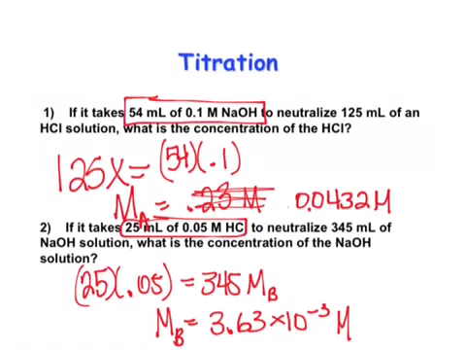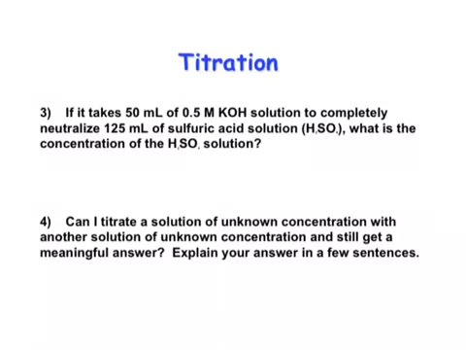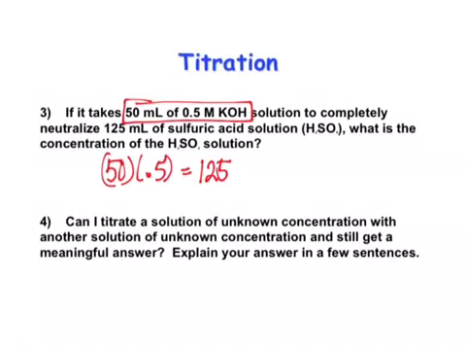Questions? All right, we're going to do one more. And somebody asked me, is this really how easy this is? Yes. It's not going to get harder than that. 50 milliliters of a 0.5. So 50 of a 0.5. And we add it to 125 mils of my acid. And I want to know what is the concentration of my acid. 0.2? 0.2 molarity.